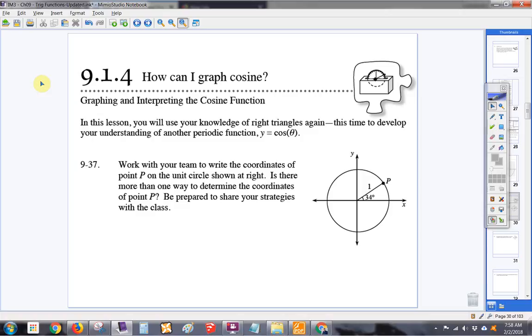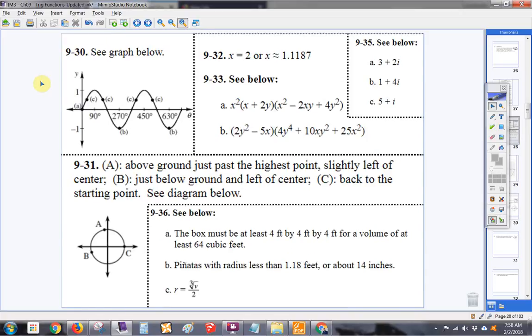I'm going to go over some of the stuff with you that you're going to be doing today. We're in 9.1.4. First off, I'm going to go back here. These are the answers to last night's homework. You can pause this video, take a look at those answers, and check your work. We can talk about those on Monday if you have anything that you need to go over.